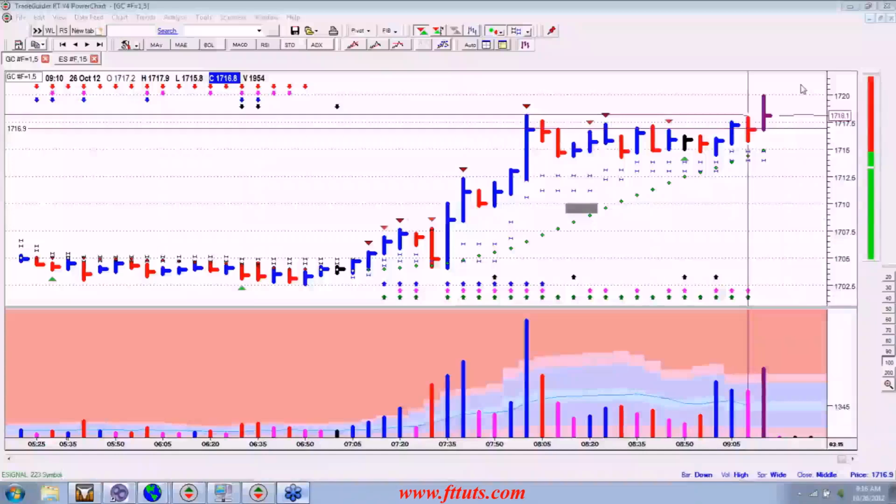So why did the market go up? Because we've got a test in a rising market, and they tested the supply. This is bullish behavior. This is not bearish behavior.